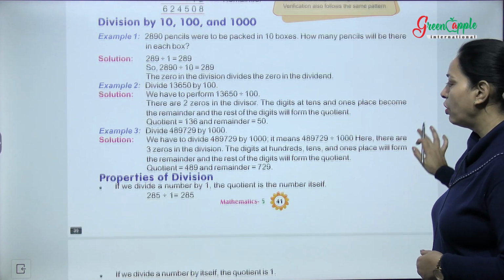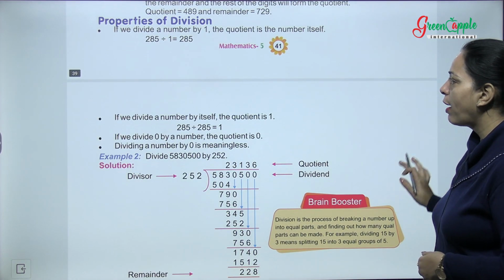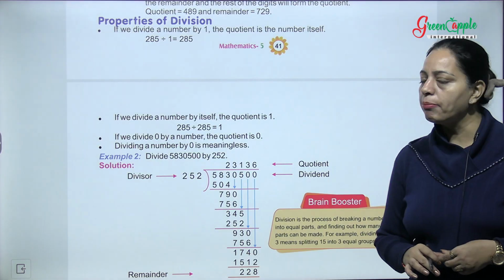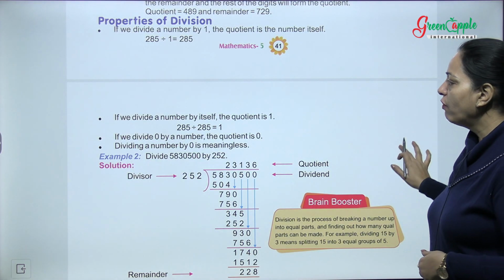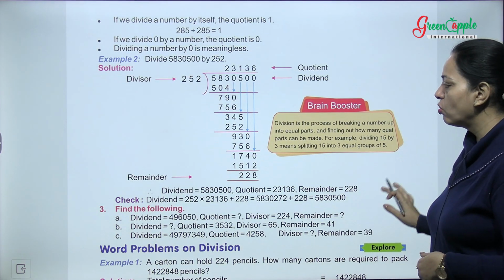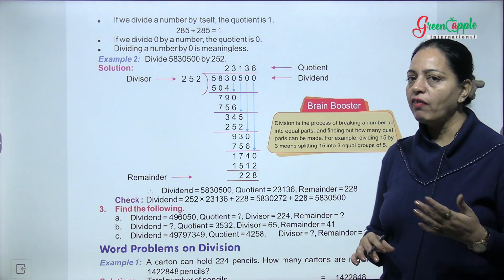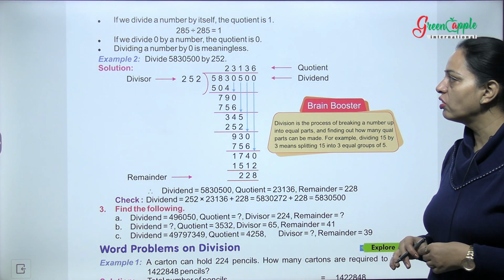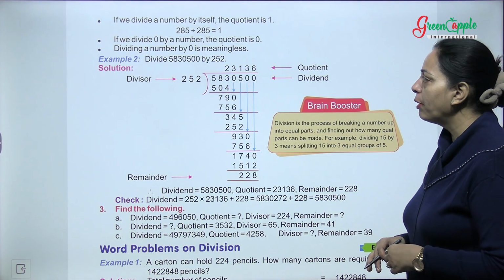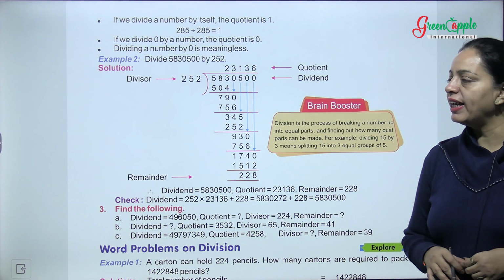Now properties of division: if we divide a number by 1, the quotient is the number itself. If we divide a number by itself, the quotient is 1 only. If we divide 0 by any number, the quotient is 0, and dividing a number by 0 is meaningless.